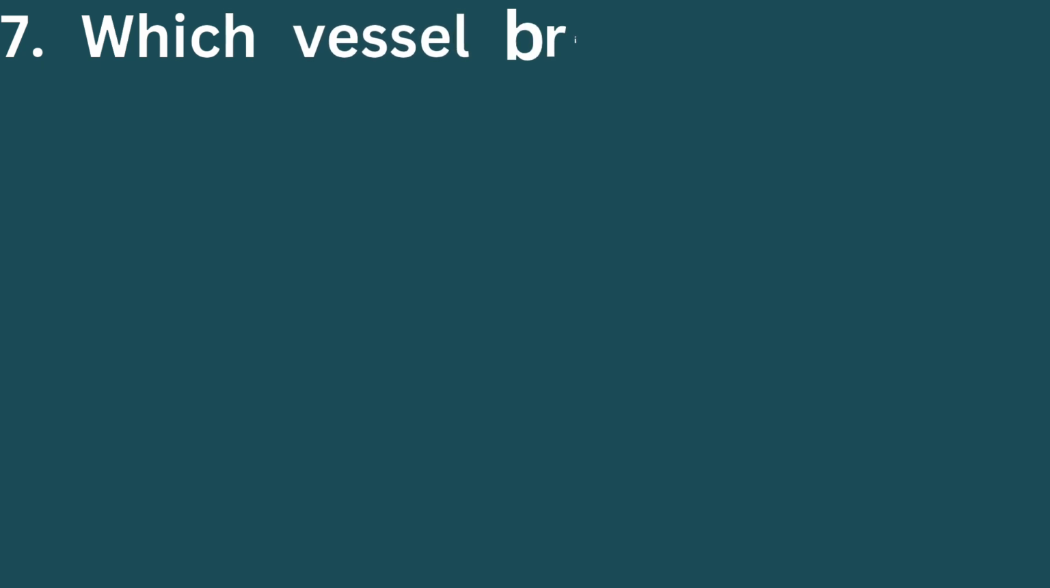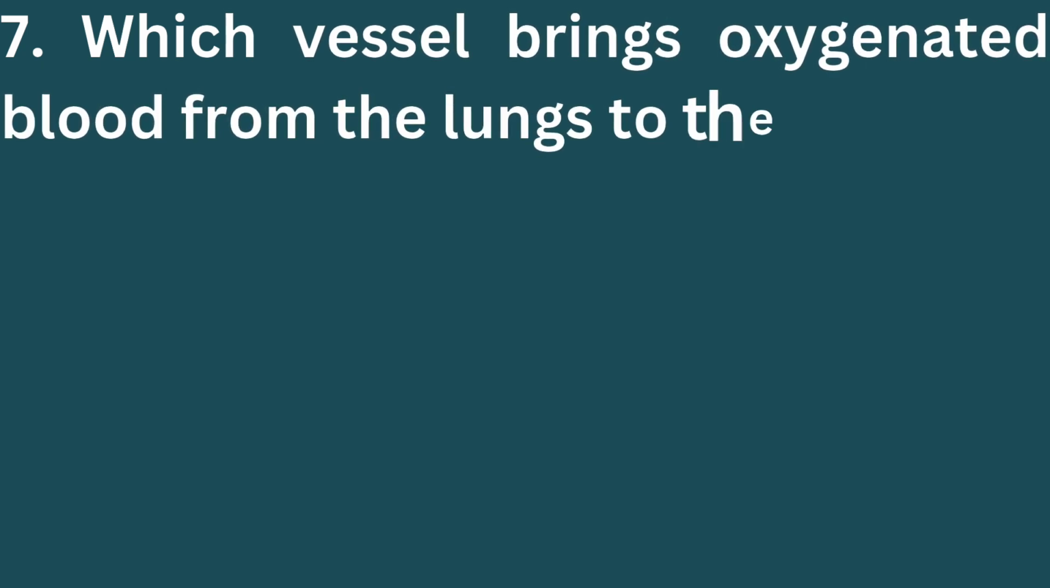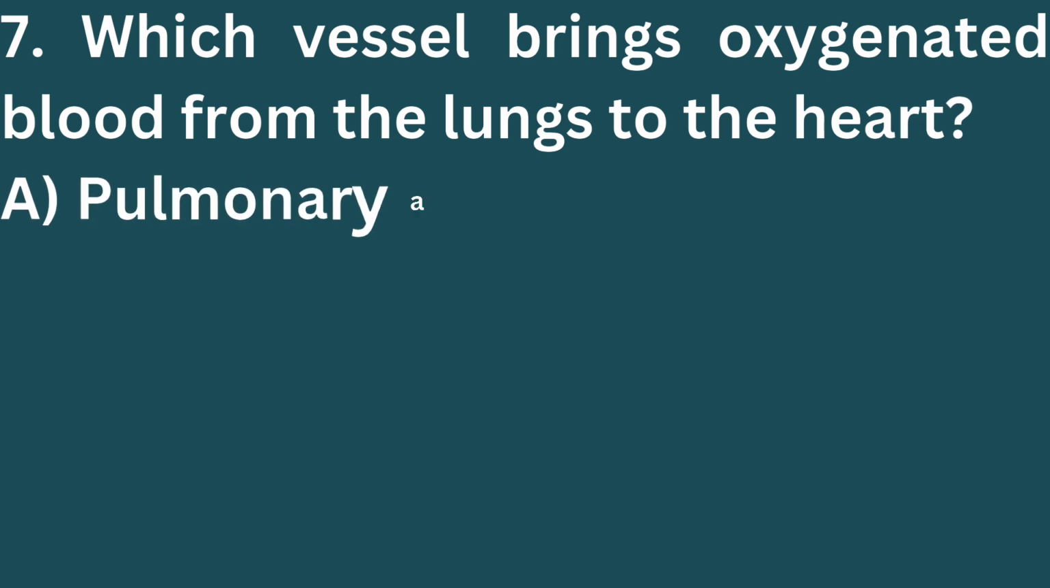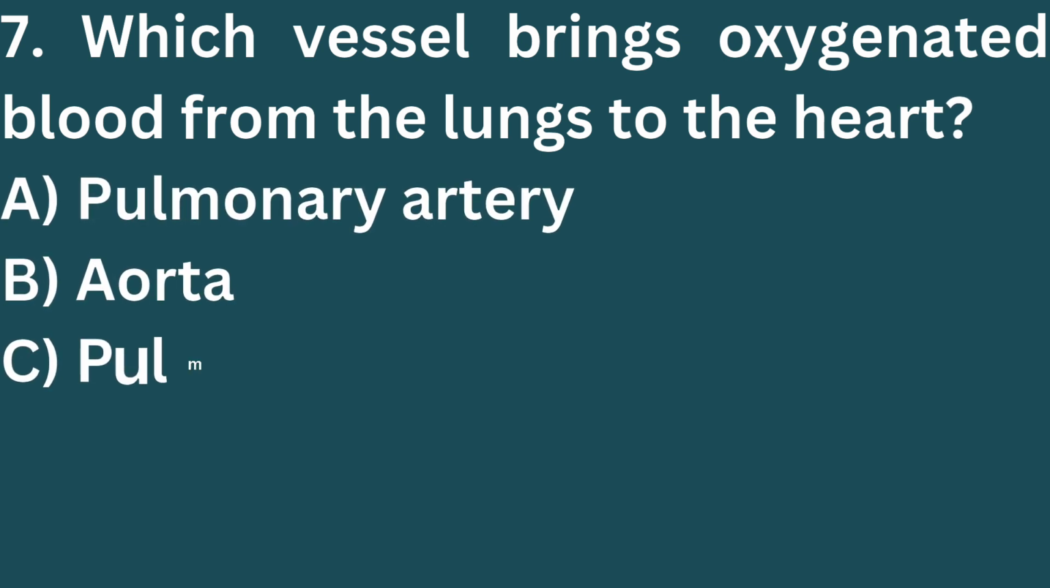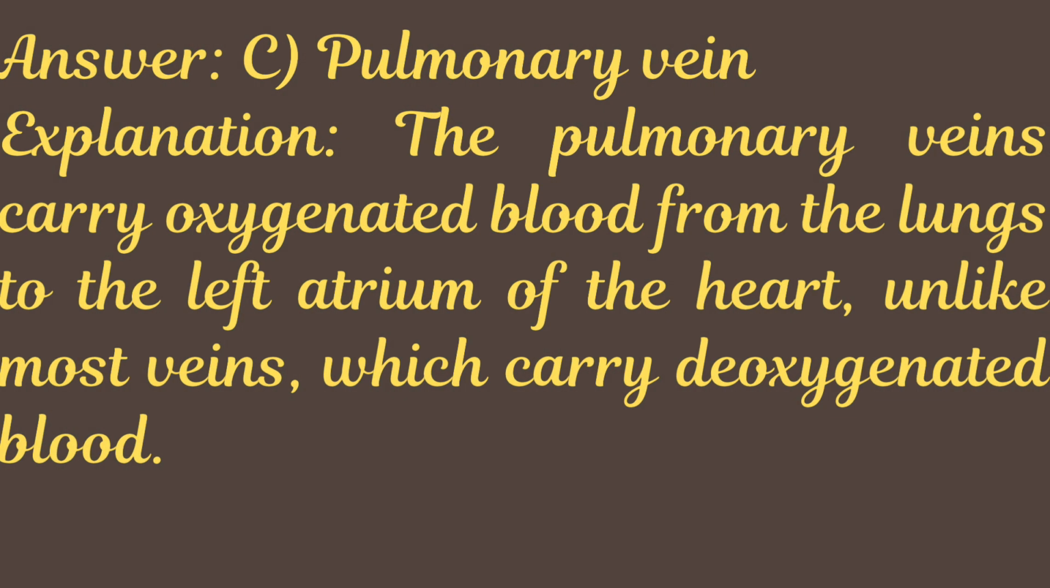7. Which vessel brings oxygenated blood from the lungs to the heart? A. Pulmonary artery. B. Aorta. C. Pulmonary vein. D. Vena cava. Answer: C. Pulmonary vein. Explanation: the pulmonary veins carry oxygenated blood from the lungs to the left atrium of the heart, unlike most veins, which carry deoxygenated blood.